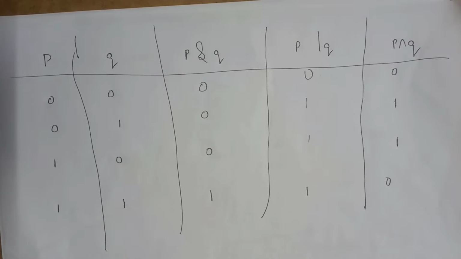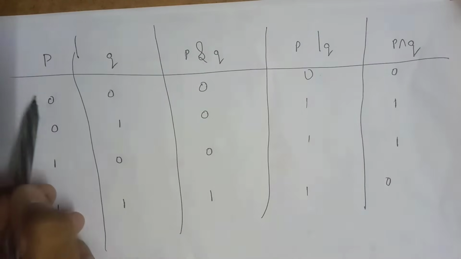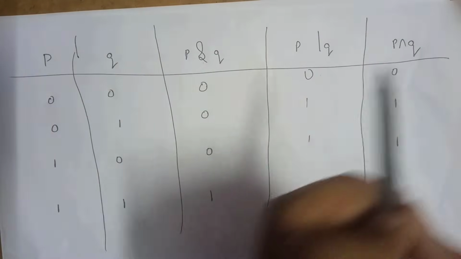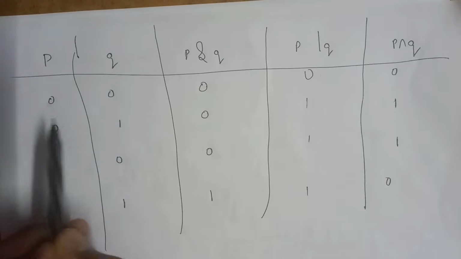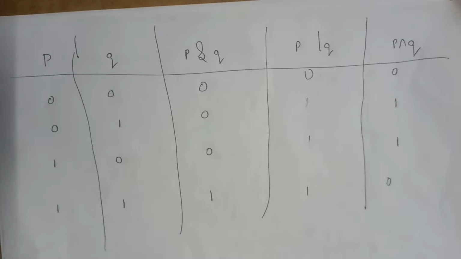Next for bitwise XOR. For bitwise XOR, if both values are 0, then the result is 0, and if both values are 1, the result is 0. Else if one value is 0 and one value is 1, the result is 1. This is for bitwise XOR. You need to remember this table.